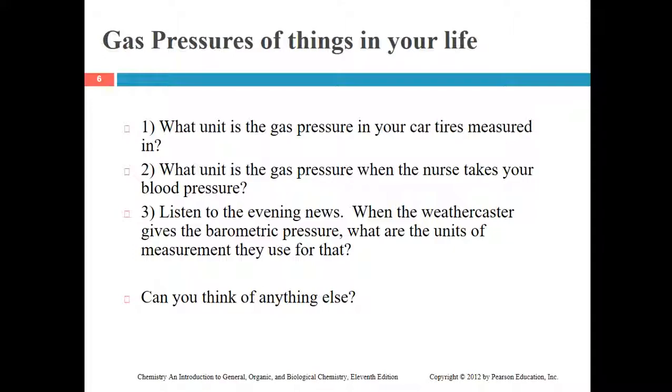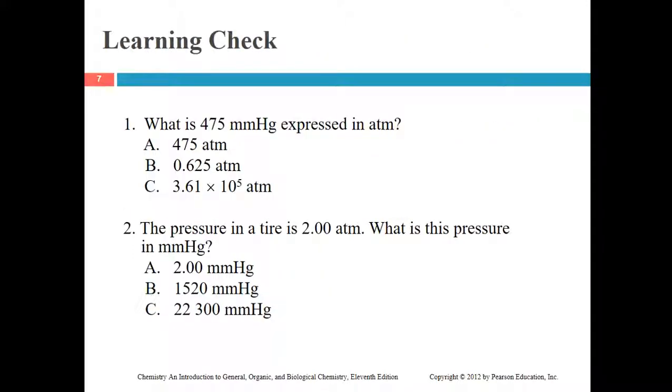When you're listening to the evening news, the weathercaster, or the meteorologist, I guess the updated word, gives the barometric pressure, and they go, oh, well, it's 29 and falling, or 29 and rising. 29 what? What are the units of measurement they use for that? Can you think of anything else? Hopefully you can.